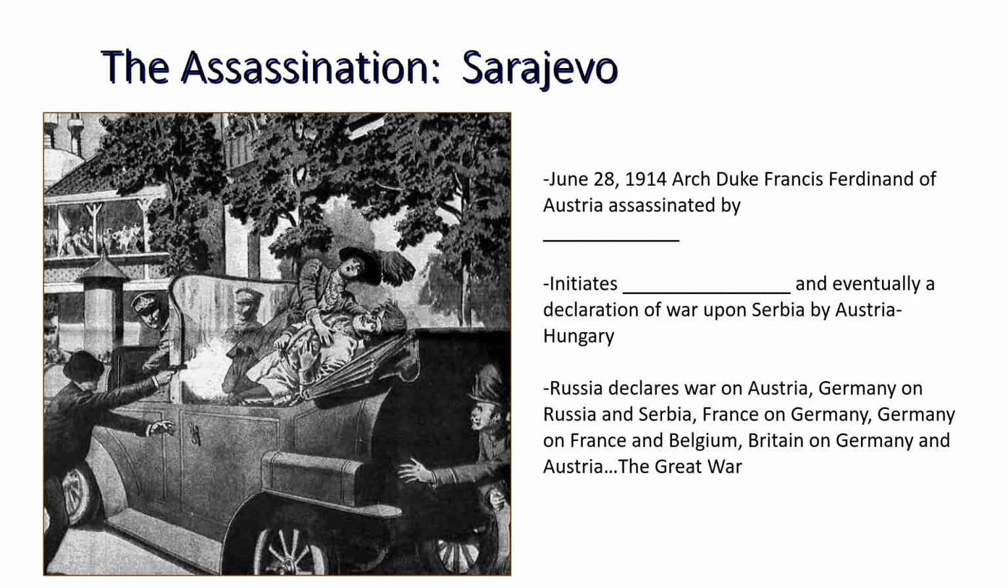But let's talk about the assassination real quick. So this guy, Francis Ferdinand, and his wife, Sophie, they go down to Sarajevo, down in Bosnia-Herzegovina, which is in the Balkans. And what had been going on was within the last decade before this, the country of Serbia had become independent down in the Balkans.